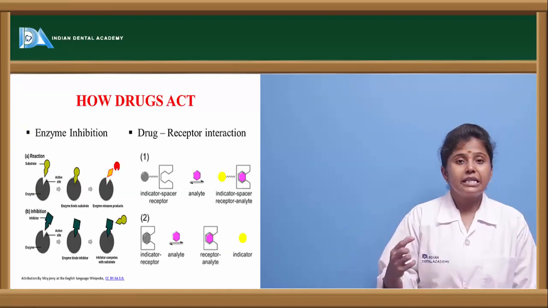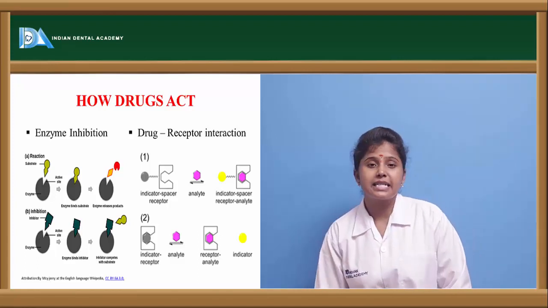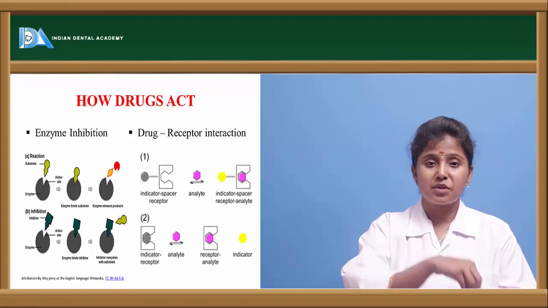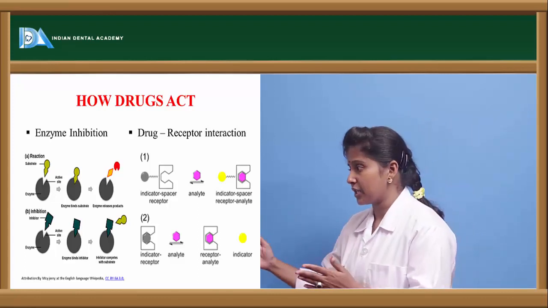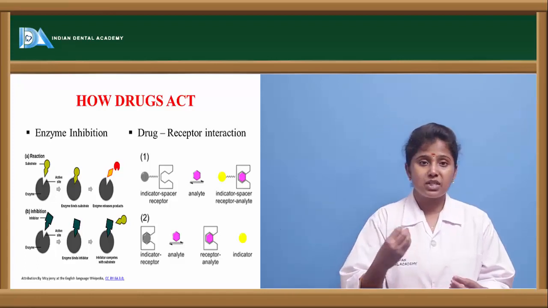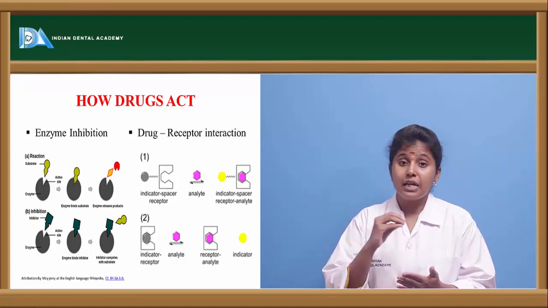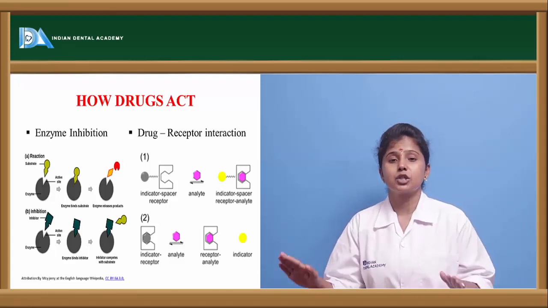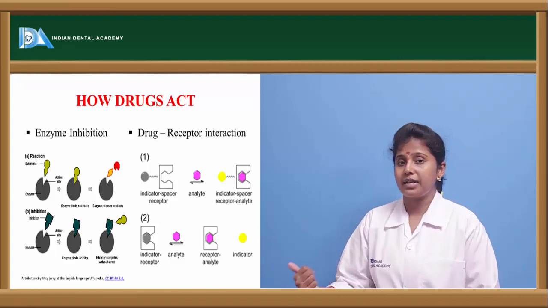Now if we see how the drug acts, one mechanism is enzyme inhibition. What is enzyme inhibition? A substrate binds to an enzyme, and thereby the enzyme shows its effect, called a chemical reaction. In enzyme inhibition, the inhibitor or the drug will not allow the substrate to bind to the enzyme. The inhibitor binds to the enzyme and thereby inhibits the action of the enzyme. It is not allowing the enzyme to show its action. So this is one type of mechanism by which a drug acts.